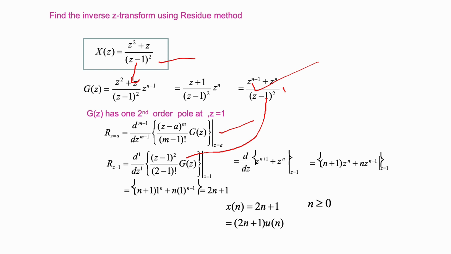You substitute it here: (z minus 1) whole squared divided by this. So the (z minus 1) whole squared gets cancelled, and the numerator remains. Now you substitute z equal to 1 after doing the differentiation. So you will get (n plus 1) z power n plus n z power n minus 1. Now substitute z equal to 1, and you will get the answer. So x(n) is equal to (2n plus 1) u(n).